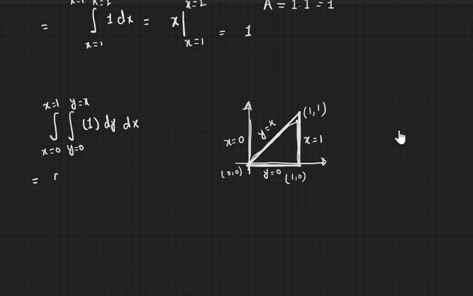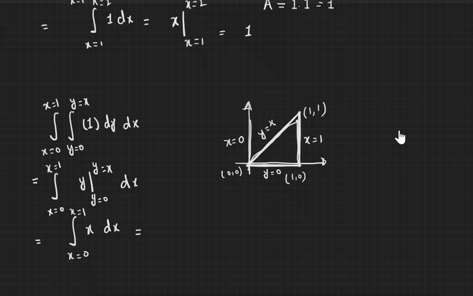So that would be from x equals 0 to x equals 1, which remains the same. Integration of 1 with respect to y would be y, taking the limits of integration, y equals 0 to y equals x. Applying the limits of integration, that would be x minus 0, so that would be x. Integration with respect to x remains the same, x equals 0 to x equals 1.